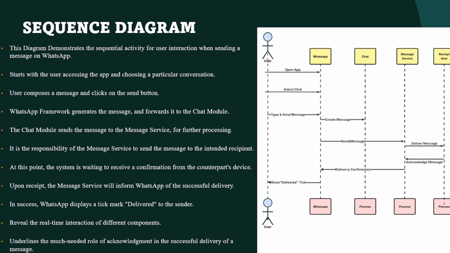The message service delivers the message to the intended recipient and waits for delivery acknowledgement. Upon receiving this acknowledgement from the recipient's device, the message service informs the WhatsApp system that the message has been successfully delivered. Finally, WhatsApp provides visual feedback to the user in the form of a delivered tick mark on the message. This sequence of interactions clearly demonstrates the behind-the-scenes coordination between system components to ensure seamless real-time communication. It also highlights the importance of message acknowledgement in confirming delivery to the sender.